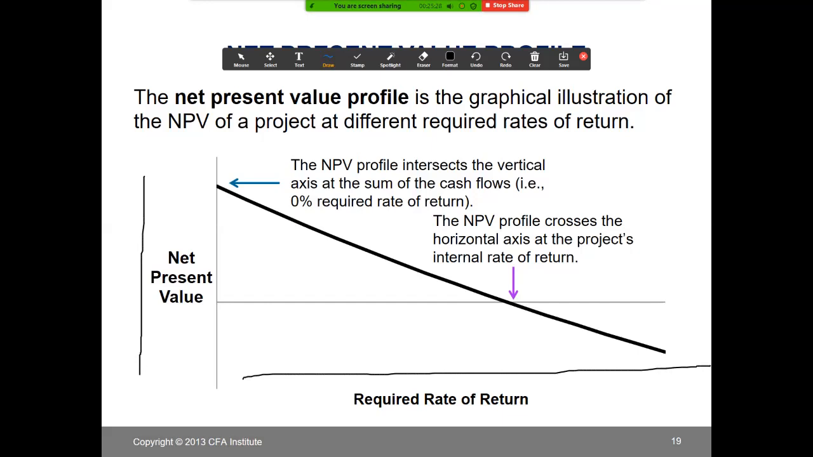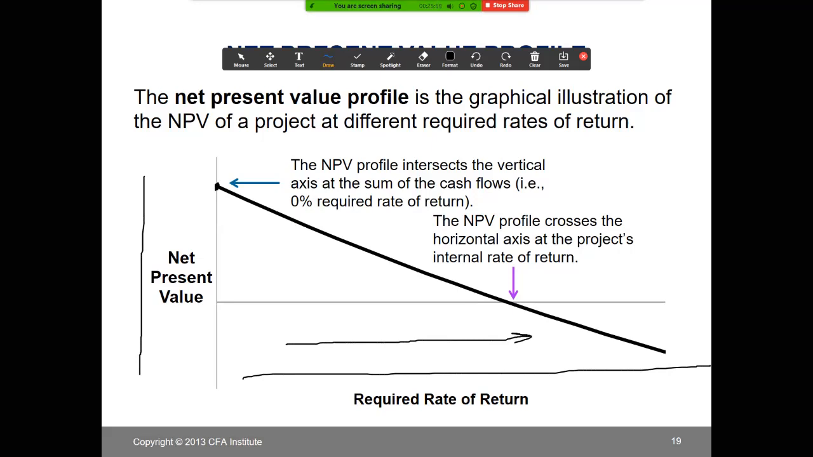The NPV profile intersects the vertical axis at the sum of the cash flows. If the required rate of return is 0 here, your NPV is here. It's the highest one. When the required rate of return is 0, your NPV is the highest. But once the required rate of return increases, your NPV is going down. This explains the relationship between the interest rate and NPV. So the higher the rate of return, the lower the NPV. So there is an inverse relationship.